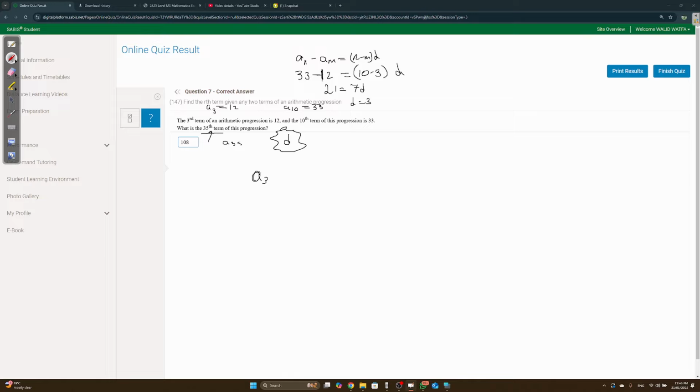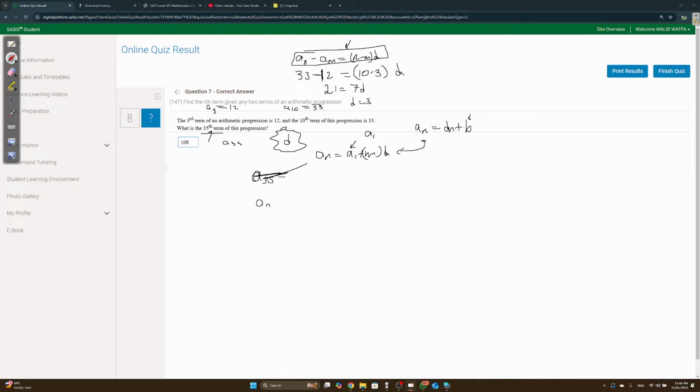You know that a35, you can use any formula. You can use an is equal to a1 plus n minus 1 d, or you can use an is equal to dn plus b. All of these require a1, because here you need a1, and here you need b, which requires a1 as well. So I'm not going to use any of these. I'm going to use this formula again over here.